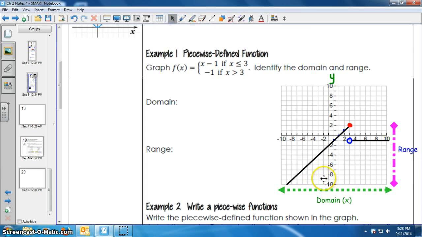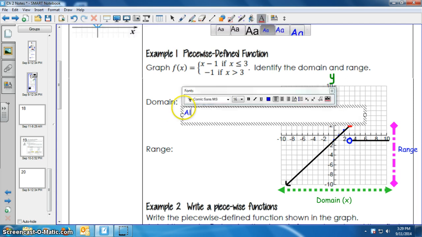All right, so let's go ahead and answer this question. Domain, so I can see that I have this going on forever. It really is an arrow going on forever in this direction all the way to negative infinity on x, and then going this direction all the way to positive infinity for our x. So that means if it's negative infinity to infinity, that also means all real numbers. So we can go ahead and write all real numbers.